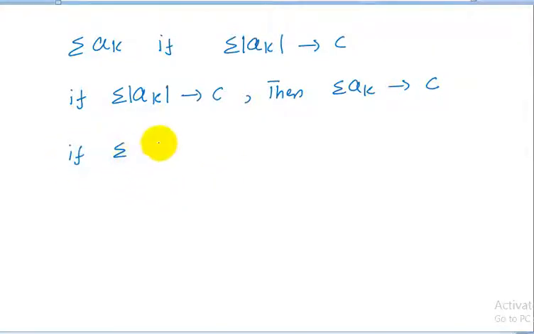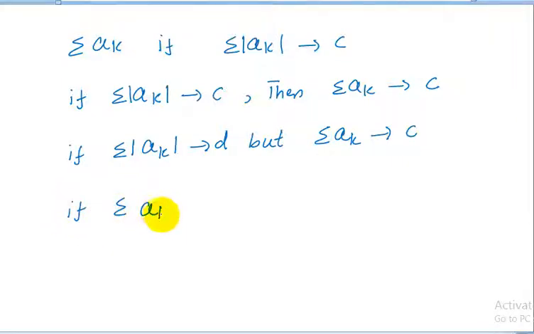If a series is not absolutely convergent, that is, summation |a_k| diverges, but the original series summation a_k converges, then the series is called a conditionally convergent series. If summation |a_k| diverges and the original series summation a_k also diverges, then the series is called a divergent series.